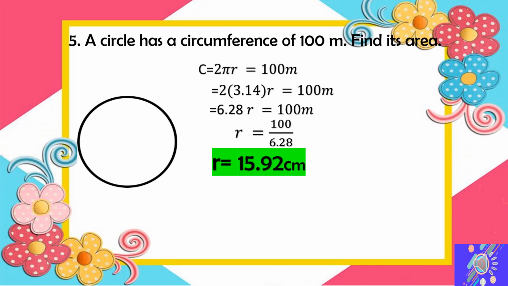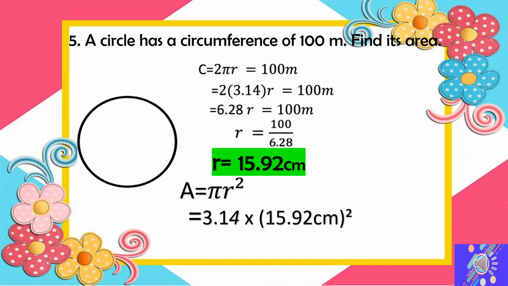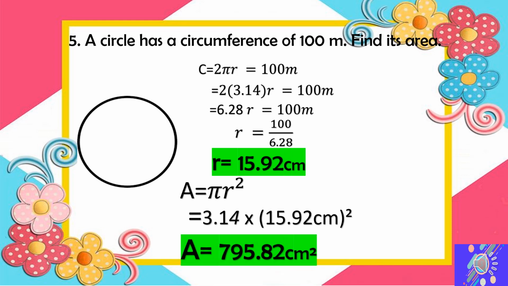Okay, so paano pa pagkuha ng area? Again, we will be using the formula A equals pi r squared. Okay, so since nakuha na natin ang radius ng circle, which has a circumference of 100 meters, pwede na tayong mag-substitute. So 3.14 times yung radius natin, which is 15.92 squared. So the area will be 795.82 square centimeter.